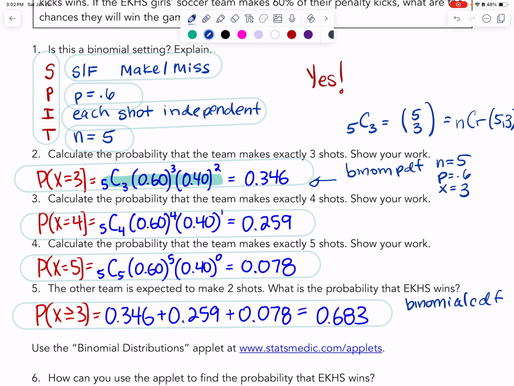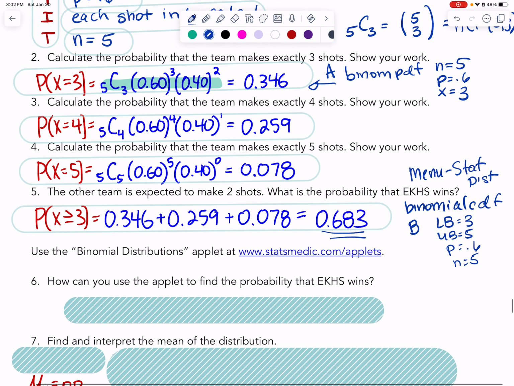If you notice, it's menu, stats, distribution, B, because this is A. It has a lower bound, and my lower bound in this case would be the minimum I want to make, which is 3 shots. The upper bound, the maximum I make, is 5 shots, the probability is 0.6, and I have 5 attempts. That is what you're going to put in your calculator to get this 0.683 if you'd like to do a shortcut. It also introduces an applet.